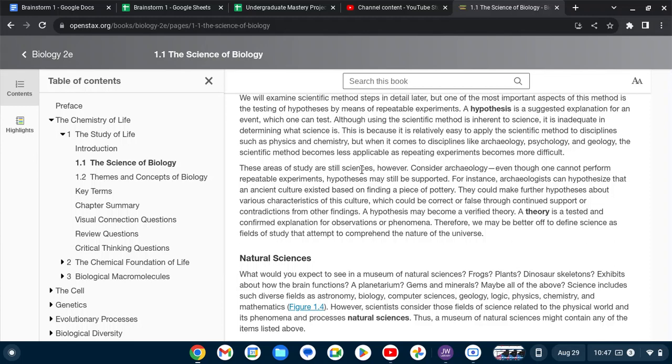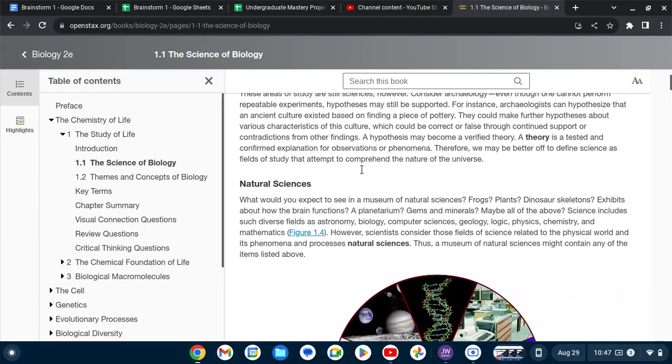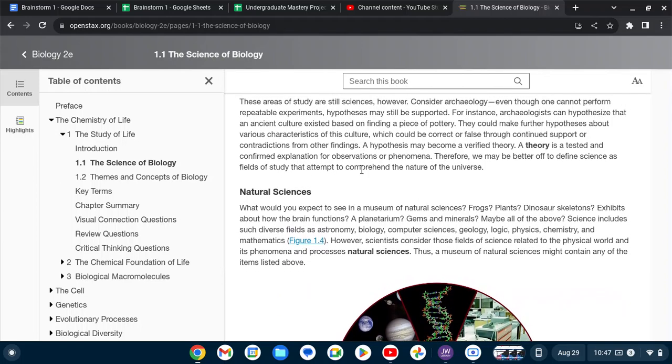This is because it is relatively easy to apply the scientific method to disciplines such as physics and chemistry, but when it comes to disciplines like archaeology, psychology, and geology, the scientific method becomes less applicable as repeating experiments becomes more difficult. These areas of study are still sciences, however.